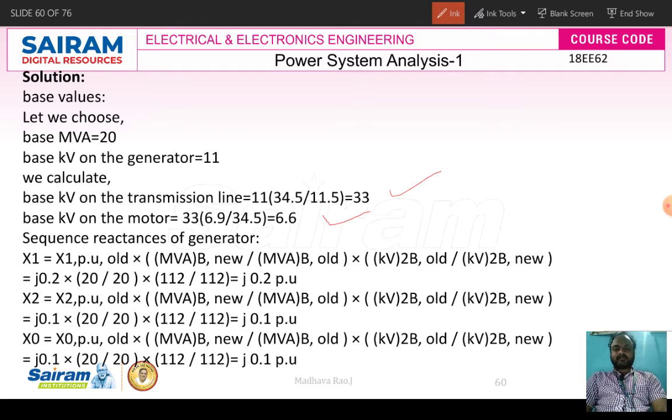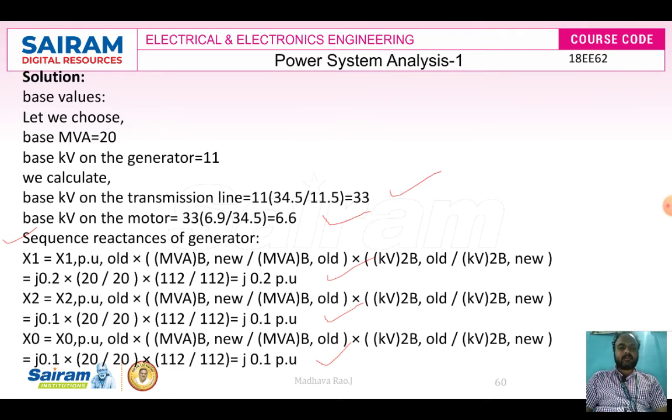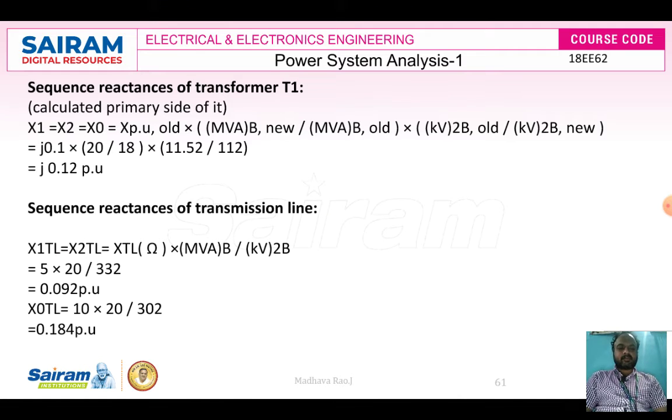Okay, sequence reactance of the generator. We have a formula for x1, x2 and x0, so we will find out the sequence reactances: positive reactance j0.2 per unit, negative reactance j0.1 per unit, and zero sequence reactance j0.1 per unit. These are the values we get from the formula. Similarly, we have to find out the reactances of the transformers, the transmission line and the motor.